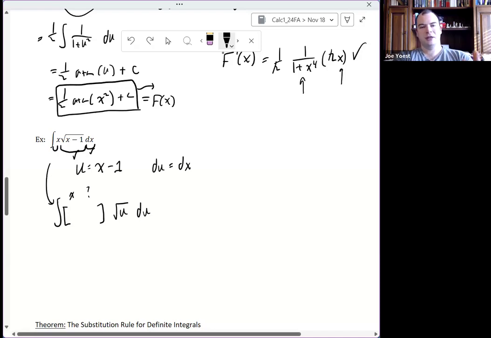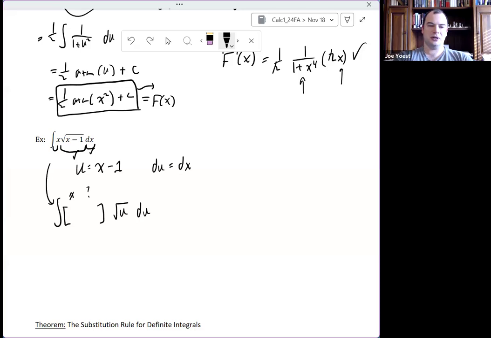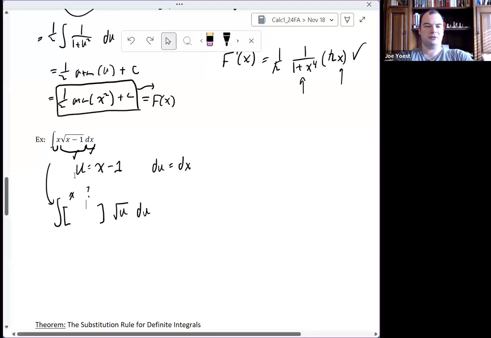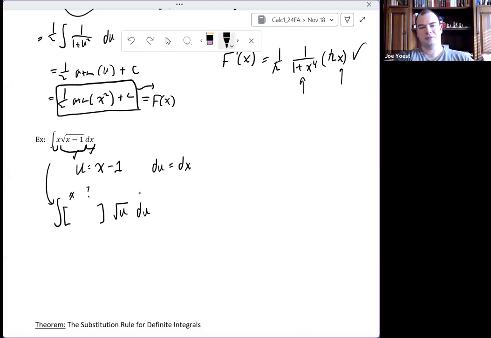I say, okay, I have square root of x minus 1 turns into square root of u, dx turns into du. I might accidentally leave off that x, right? If I'm looking the other direction, like where does u fit in, where does du fit in, I might forget about that factor of x in front. So what do I do about that factor of x?